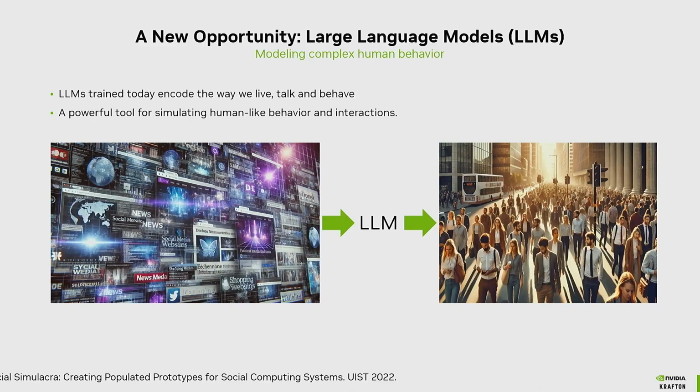However, we now have a new opportunity to model complex human behavior in a more natural way. Modern generative models like large language models are trained on diverse data sets that capture the real life of humans. As a result, these models understand how people live, communicate, and behave. And this makes them a powerful tool for simulating human-like behavior and interactions.